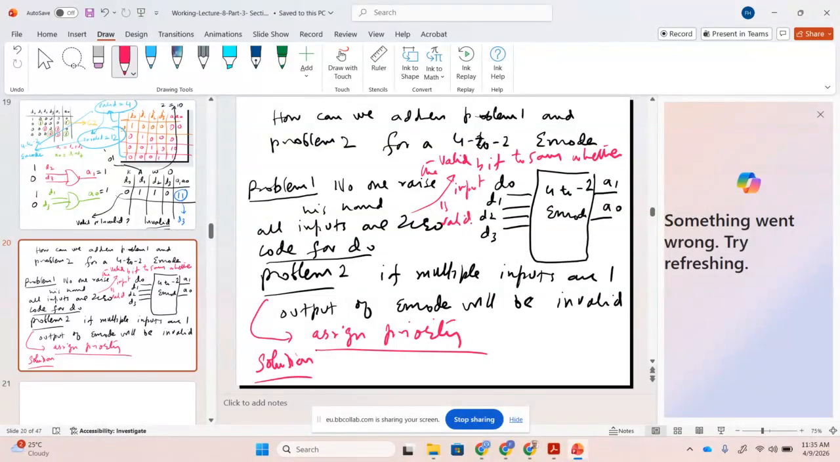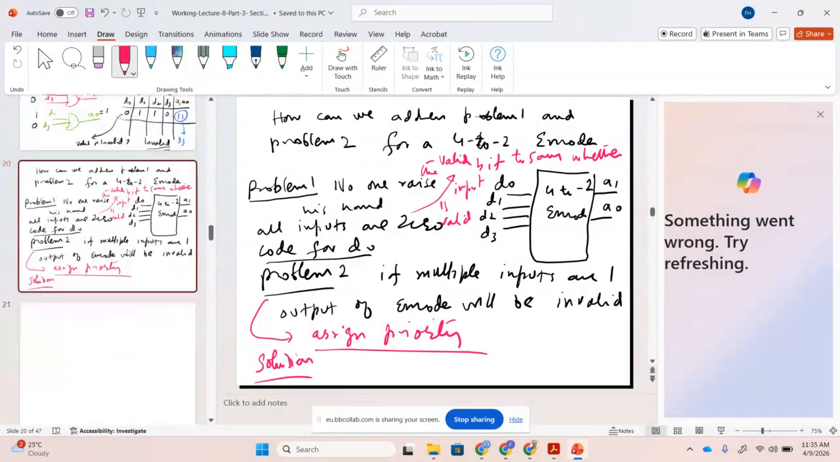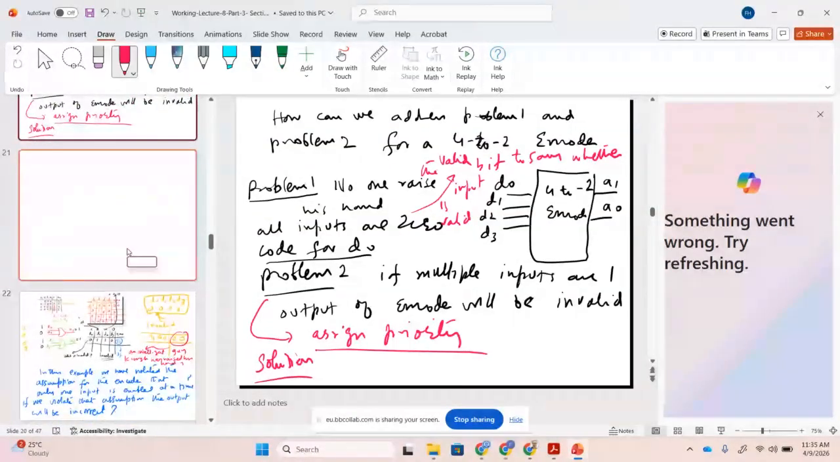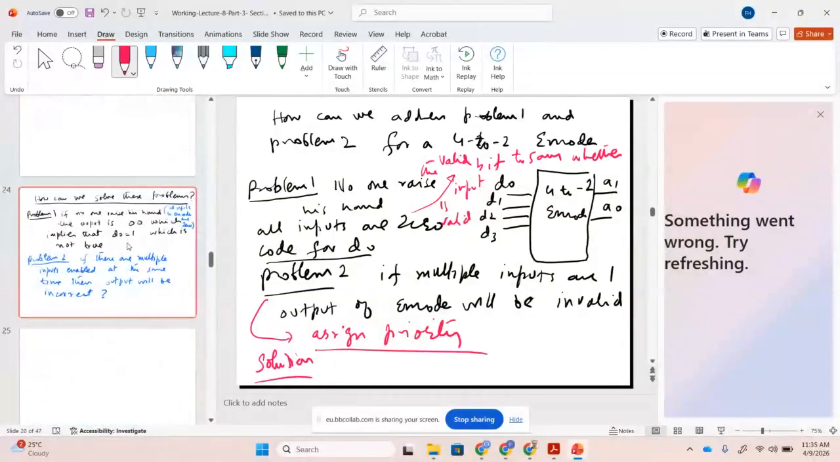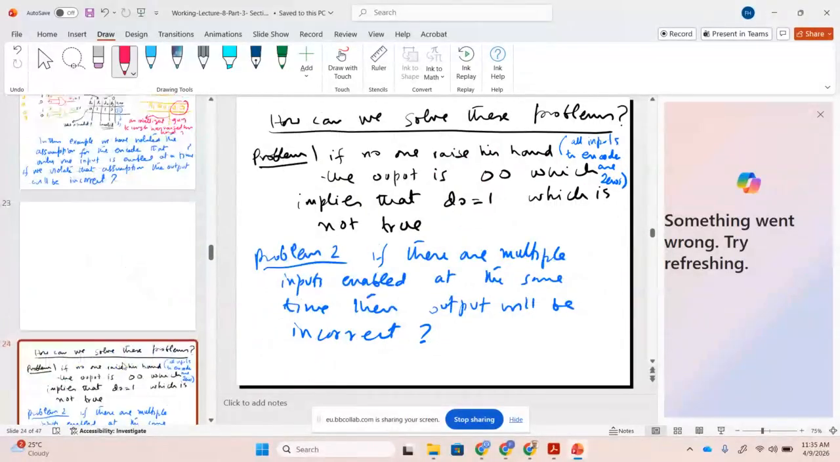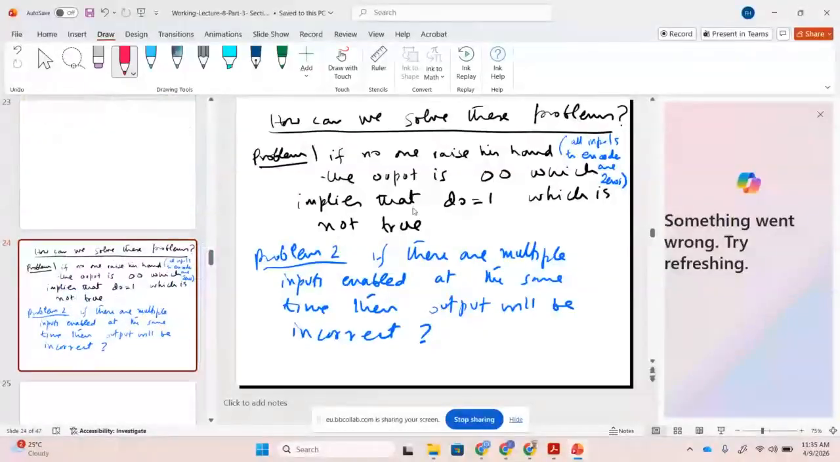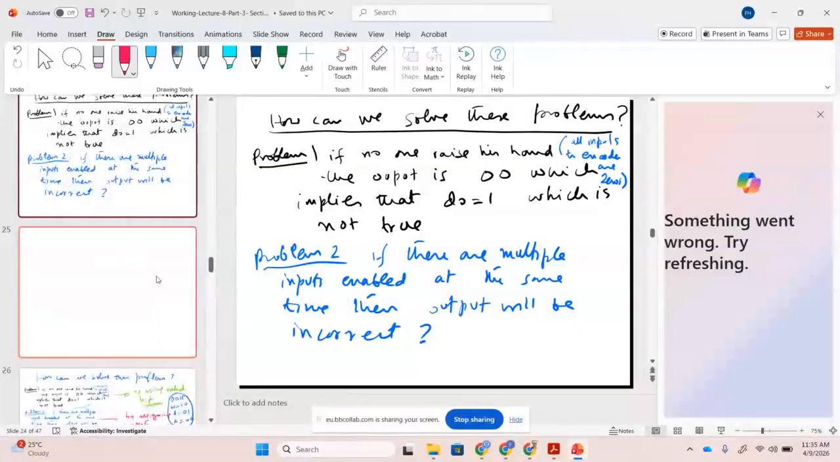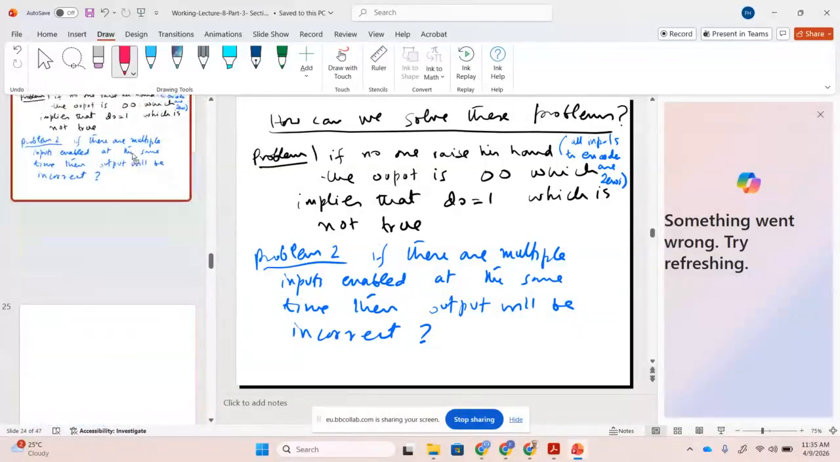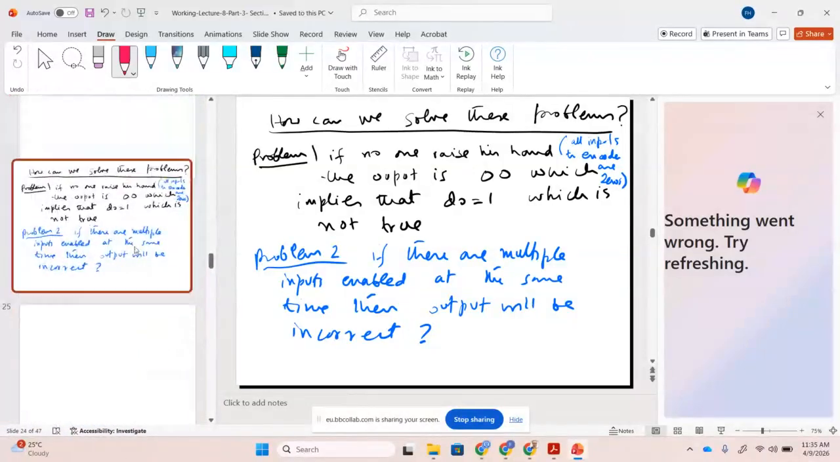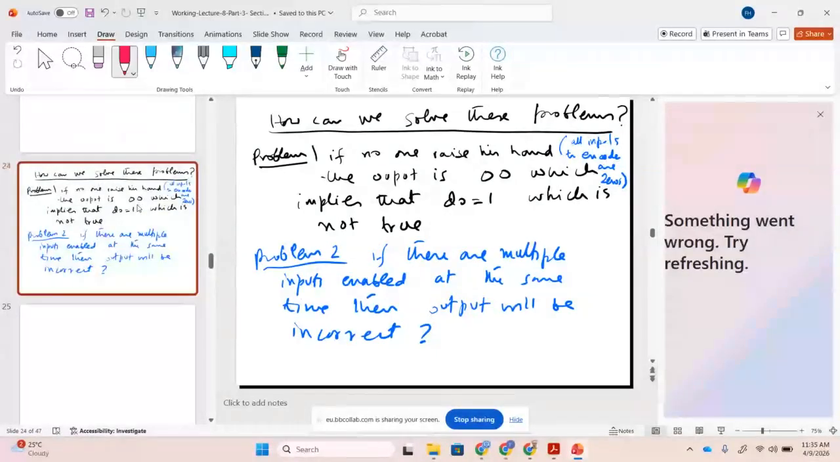And how can we solve this problem? We can do it in the next slide. Got it or not got it? So now you can see we have 2 problems, problem number 1 and problem number 2. If no one raises their hand, D0 is output, which is not true, and these are the 2 problems. How can we solve this problem? We can solve it with this. I'll also explain with this example.